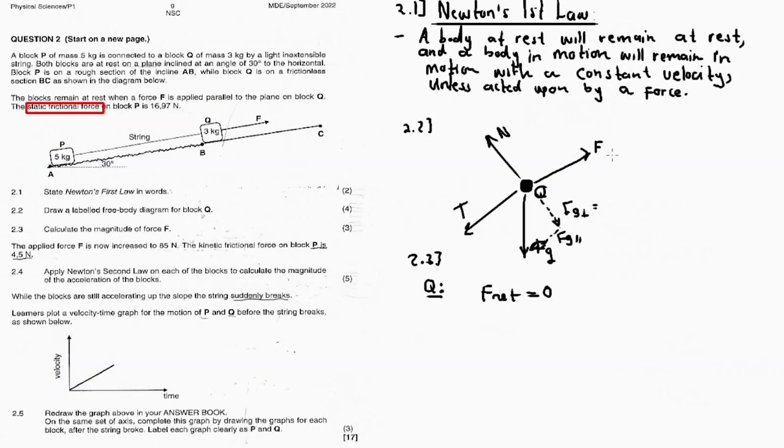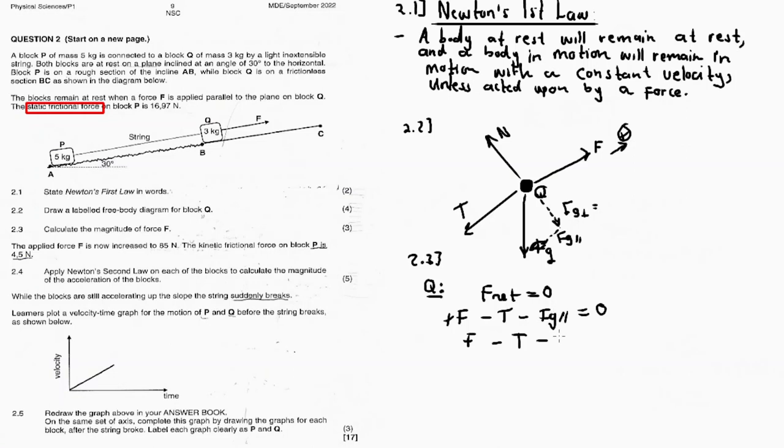So I'm choosing up as positive. So therefore it means it's plus F minus T minus FG parallel equal to 0, right? Why are FG and T negative? Because they are facing down, and down is negative. Therefore F is unknown, and tension is also unknown. But let's calculate tension before we can calculate F.